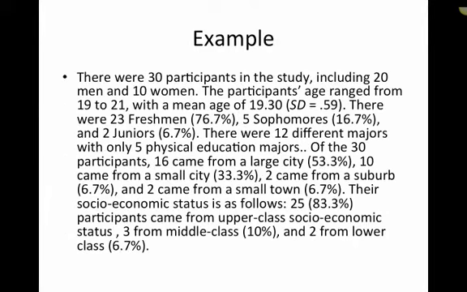Here's an example. There were 30 participants in the study, including 20 men and 10 women. The participants' age ranged from 19 to 21 with a mean age. You can read the rest of this, so you'll have this. So read this. This is how you formulate it. You notice it says large city and a percentage, and it goes from big to small, upper, middle, lower. You can follow this as an example.